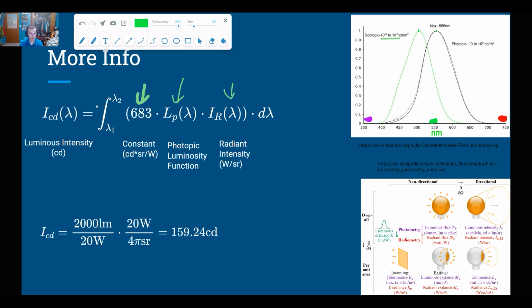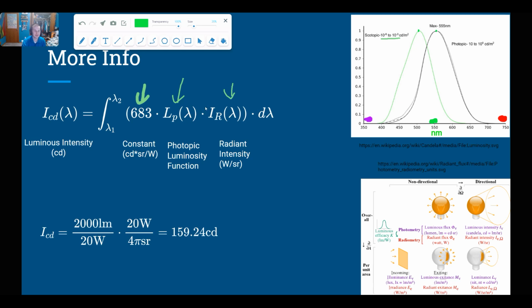So in order to get the luminous intensity in candelas, what you have to do is take this luminosity function value at each wavelength and the radiant intensity at each wavelength, and then you have to sum over all the wavelengths from your source. Okay.